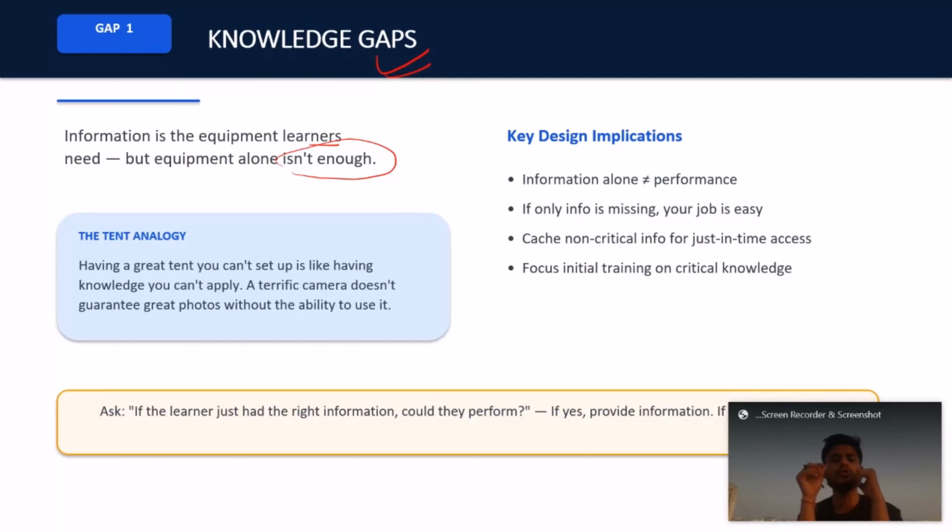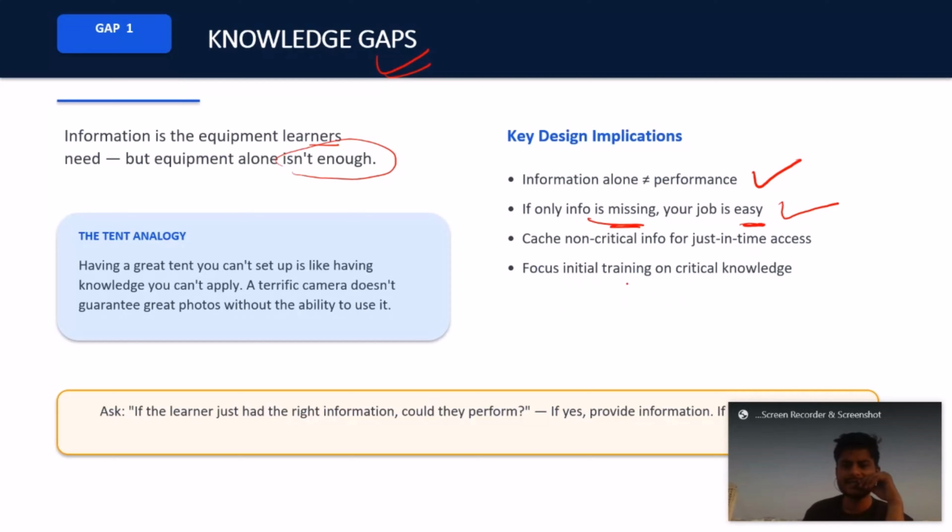If the training is only about the knowledge gap, if someone is doing great at work but still has a performance issue, and the reason is just product knowledge, then as instructional designers our job is very easy, because we just need to share the information, which is pretty simple, right? If you find that your learners have a knowledge gap, your work becomes easy. The key point from this slide is that information alone is not equal to performance. If the information is missing, then creating training content that will be effective is easy.